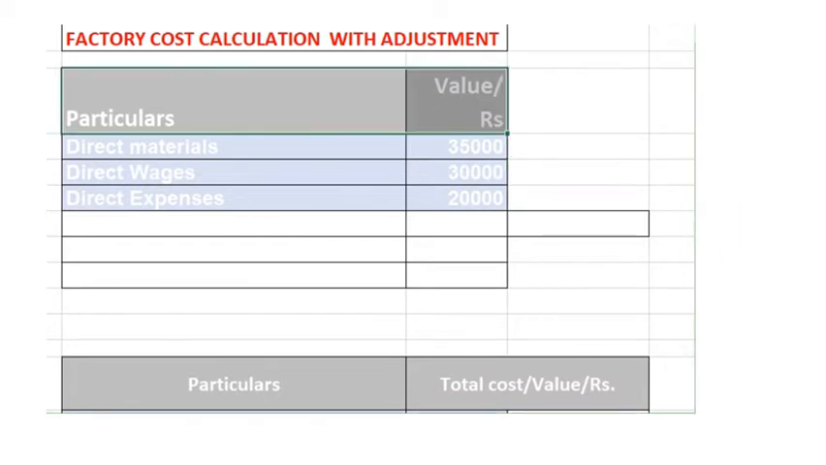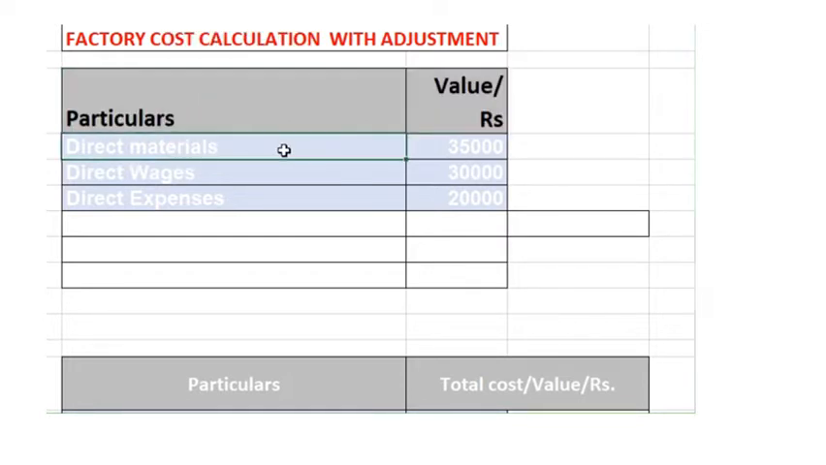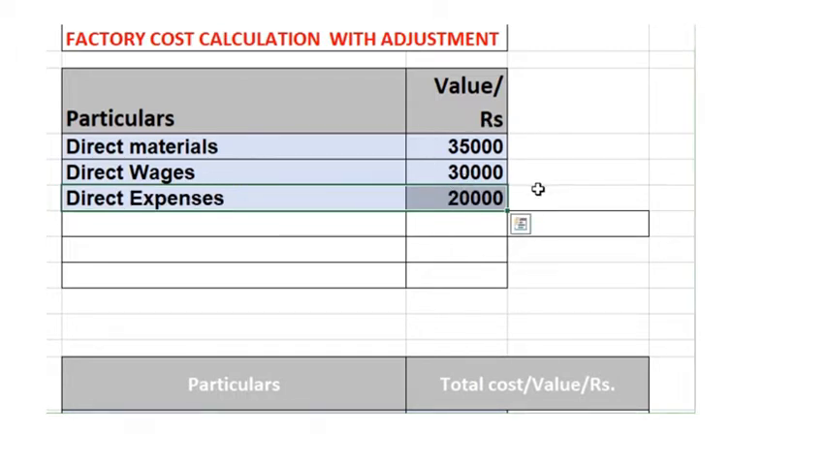So we have a problem in which they have given the particulars and the value. The particulars that I have given are direct material. I want you to work it out. Pause and do it if you are not getting adjusted with the speed. Direct materials, direct wages, and direct expenses. So with this, you will be able to calculate factory cost. There are no adjustments for prime cost given.